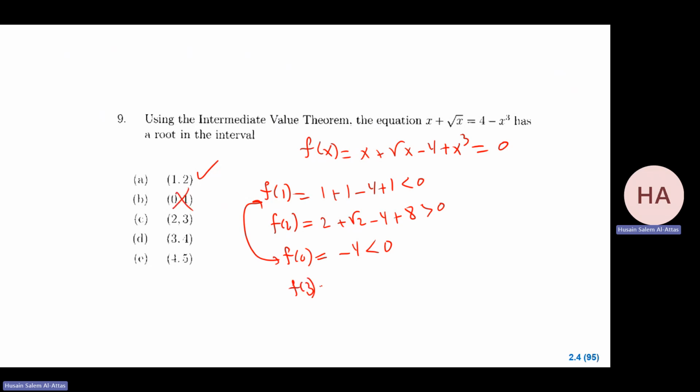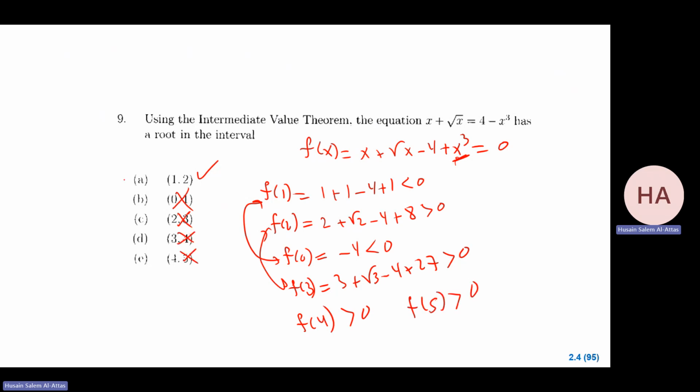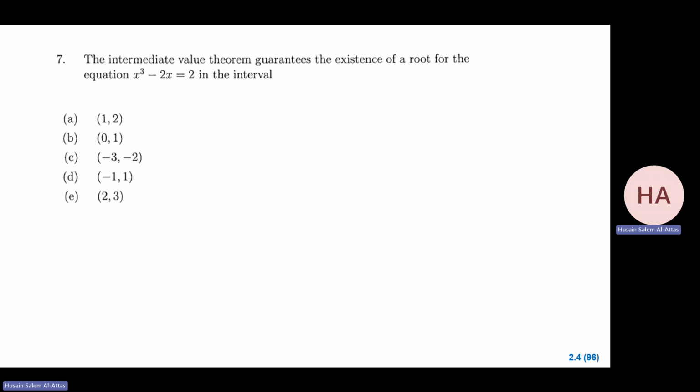F of 3. Yeah, that will make it very clear. Big number. Plus 27. That will be positive. So 2 and 3 will give me nothing. F of 4, for sure it will be positive because 64. F of 5, for sure positive. So for sure all of these are wrong. So this is my correct answer. You should get only one answer.